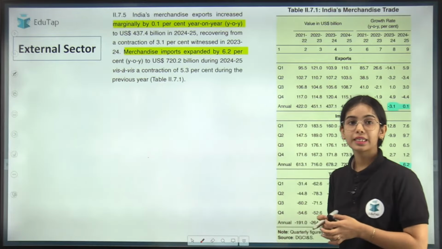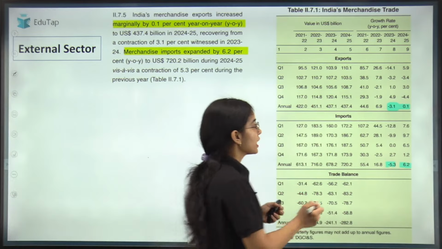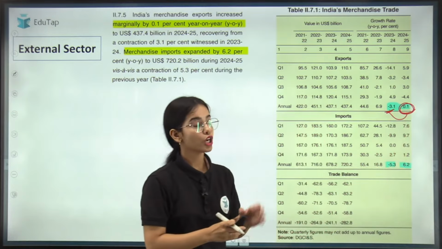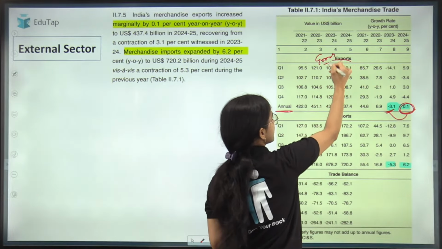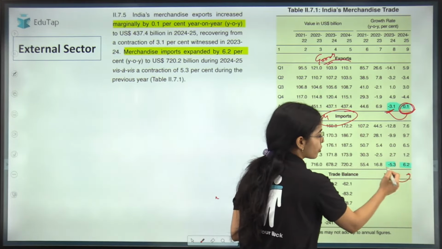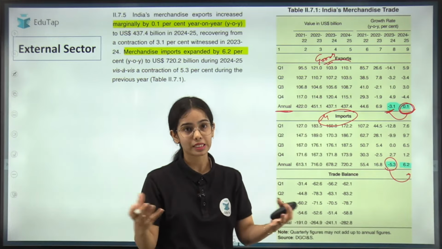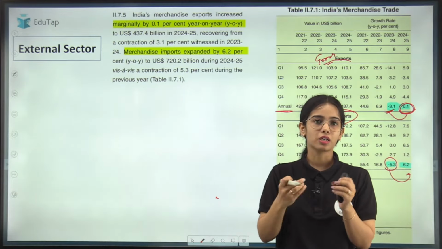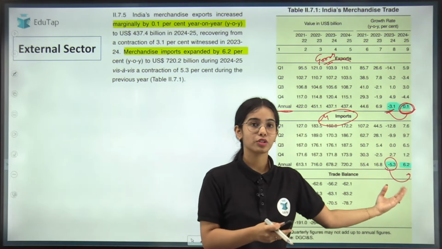Okay. Coming to the next idea, that is the external sector. So India's merchandise exports, the trade exports, have increased slightly from a contraction of 3.1% to an expansion of 0.1%. While the goods imports, or the merchandise imports, have increased from a contraction of 5.3% to an expansion of 6.2%. So imports have grown immensely. The exports have marginally increased by 0.1%, but the merchandise imports have expanded by 6.2%.